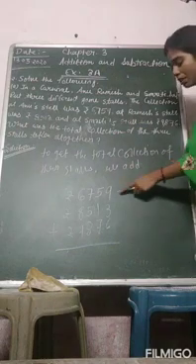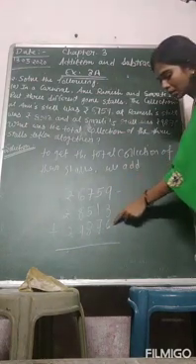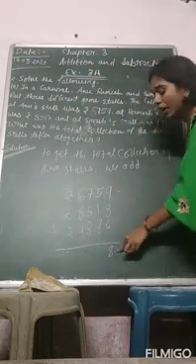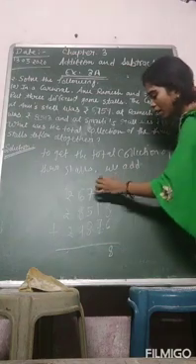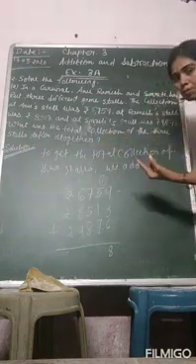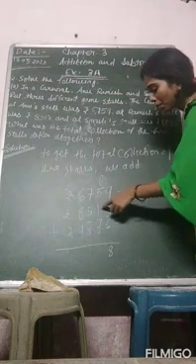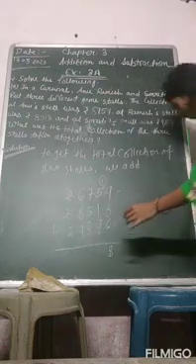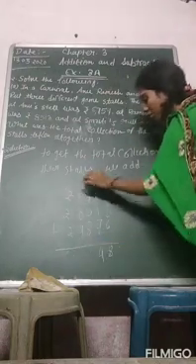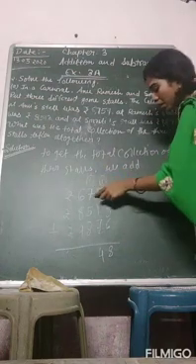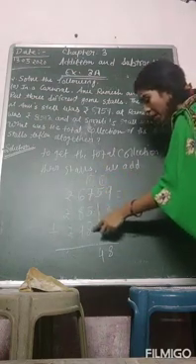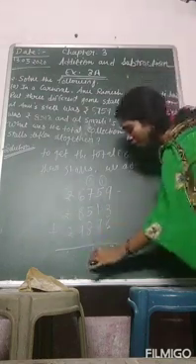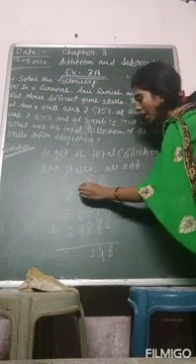So first in the ones place, 9 plus 3 plus 6, 18. So we will write here 8. Now 1 carry forward to the tens place. Now 1 plus 5 plus 1 plus 7, 14. So we will write 4 here and 1 carry forward to the 100 place. Now 1 plus 7 plus 5 plus 8. So it's 21. We will write 1 here and 2 carry forward.